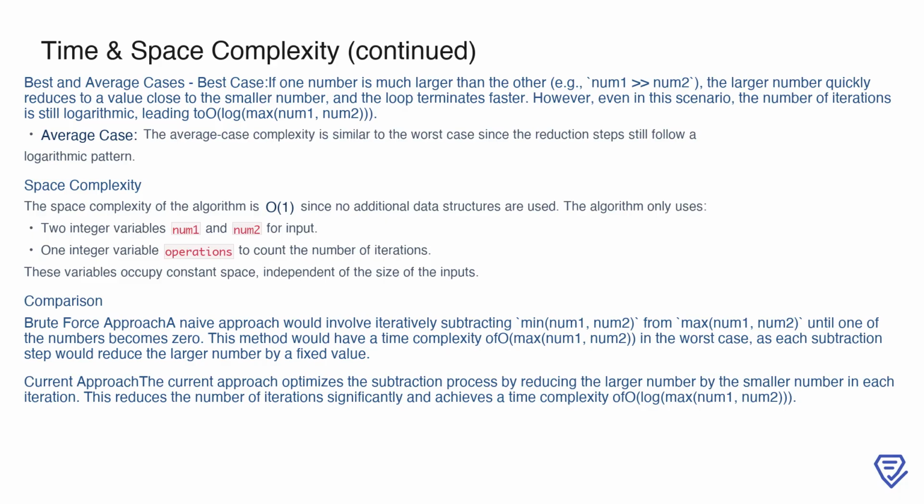Comparing this to a brute force approach, where the larger number is reduced one unit at a time, the brute force method would have a much higher time complexity of O(max(number 1, number 2)). The current approach, by reducing the larger number by the smaller number in each step, is a significant optimization, achieving O(log(max(number 1, number 2))).